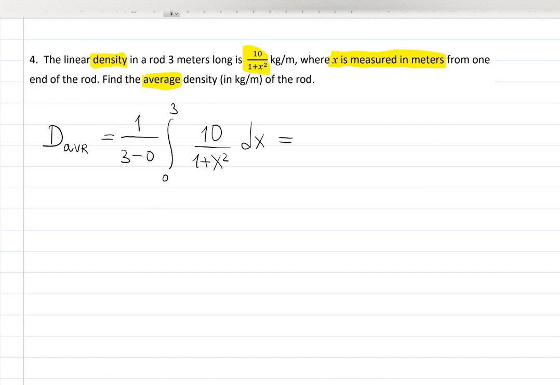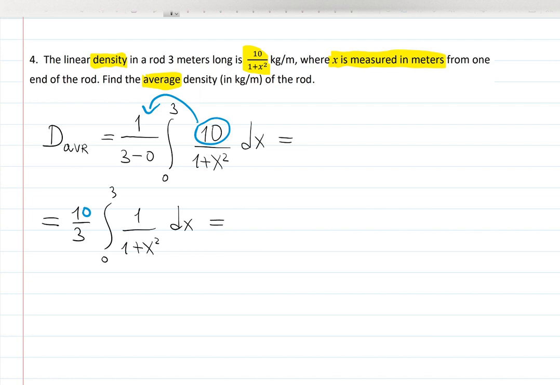And it's going to be 1/3. Is it 1/3? Nope. You see this 10? I will kick it out. So it actually will be 10/3, 10/3 integral from 0 to 3, 1 over 1 plus x squared dx.